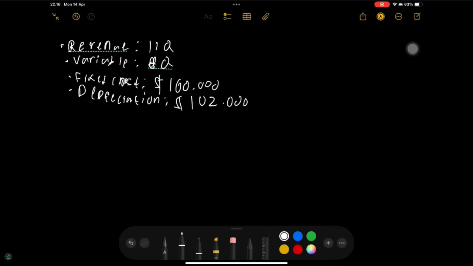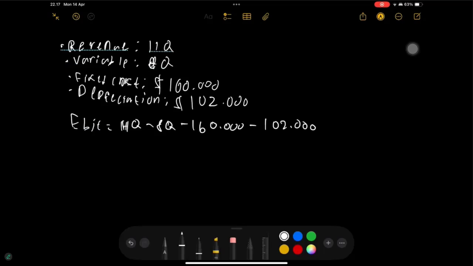Okay. So let's start with the EBIT. The EBIT is 11Q minus 8Q minus 160,000 minus again 1,102,000 equals 3Q minus 1,262,000.